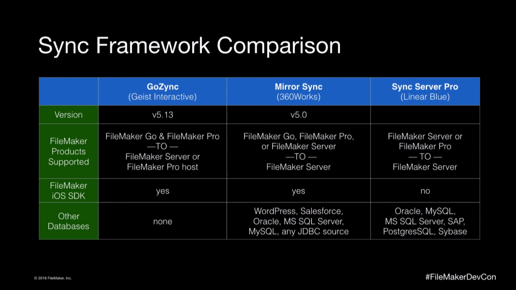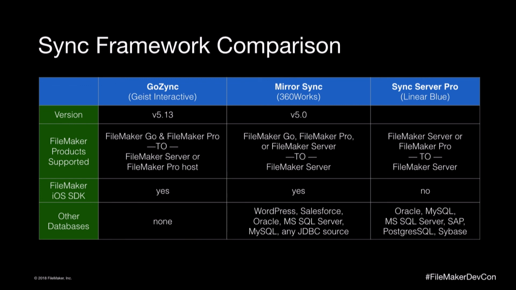Okay, sync framework comparison. I've got a table here that just compares them a little bit. GoZync, MirrorSync, and one I didn't talk about, a third commercial product, is Sync Server Pro. I didn't talk about it because it doesn't work with mobile. But it's great if you are using it on a tablet with FileMaker Pro, or if you're doing server to server. You could use it as a syncing option to keep multiple servers in sync. It used to be called Sync Deck a few years ago before it was purchased.